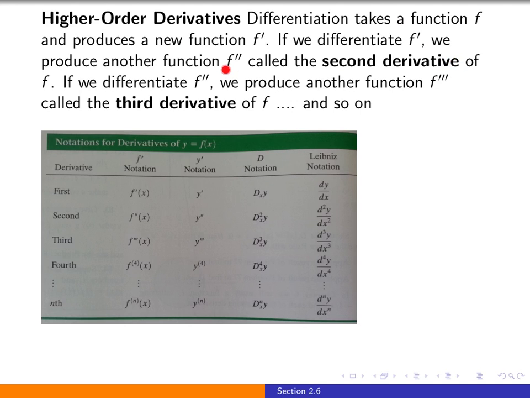The second derivative is a function, so we can start there and differentiate the second derivative to get f triple prime, which would be the third derivative, and so on. We can go through this process to calculate as many derivatives of a function as we would like.